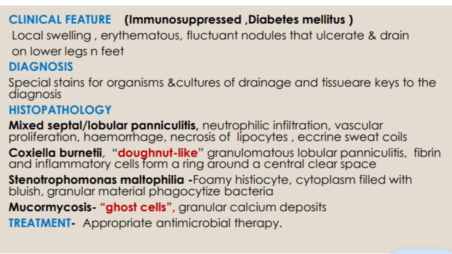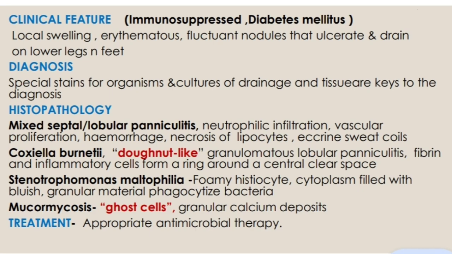In infection with Coxiella burnetii, there is doughnut-like granulomatous lobular panniculitis, where fibrin and inflammatory cells form a ring around a central clear space. Stenotrophomonas maltophilia shows foamy histiocytes with cytoplasm filled with bluish granular material, phagocytosed bacteria. Mucormycosis presents with ghost cells and granular calcium deposits. Treatment of this entity includes appropriate antimicrobial therapy depending upon the infection.